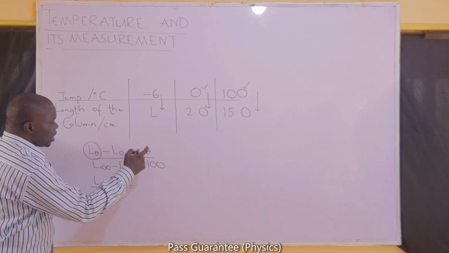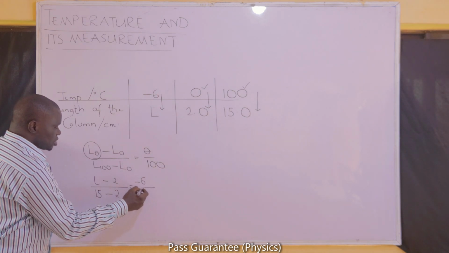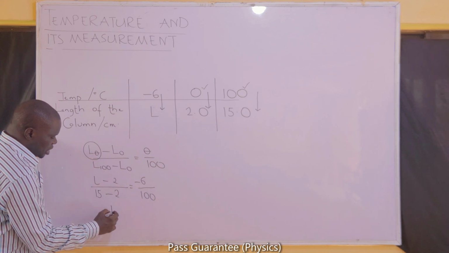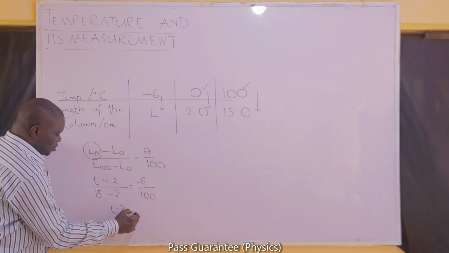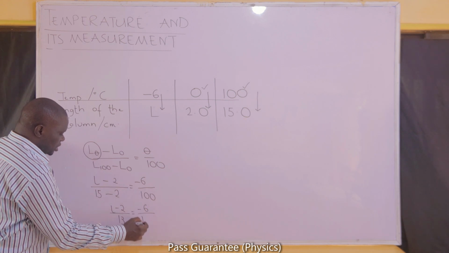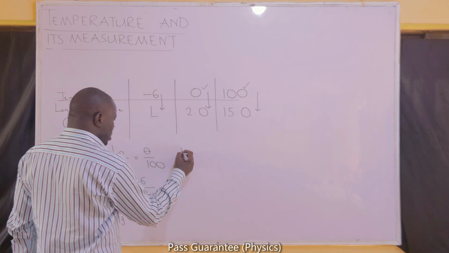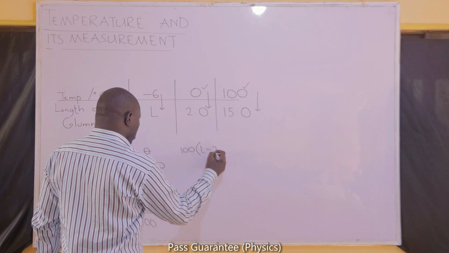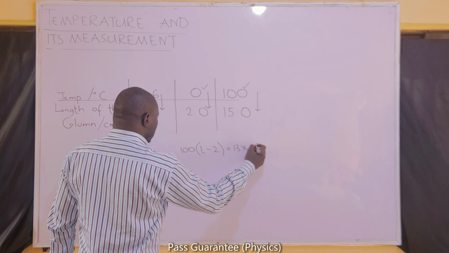That should be equal to, our theta is minus 6, please. It is not 6, it's minus 6 all over 100. We continue the evaluation. That will be L minus 2 all over 13 is equal to minus 6 all over 100. If we cross multiply, that will be 100 bracket L minus 2 is equal to 13 times minus 6.